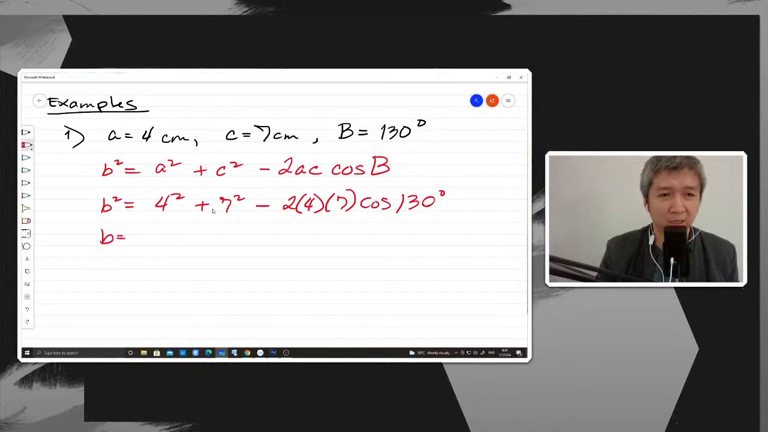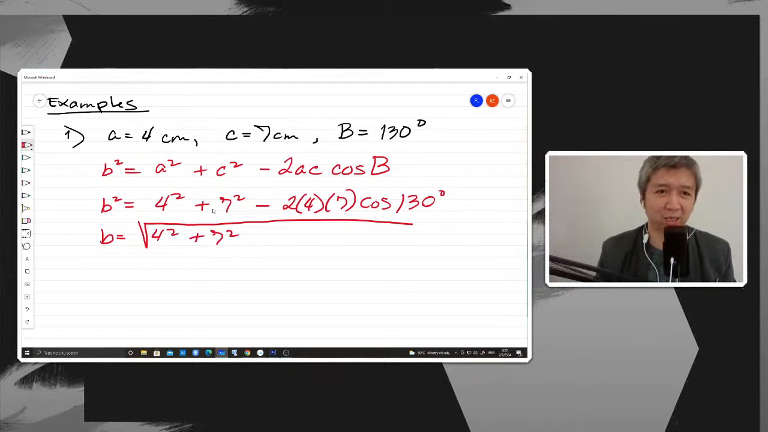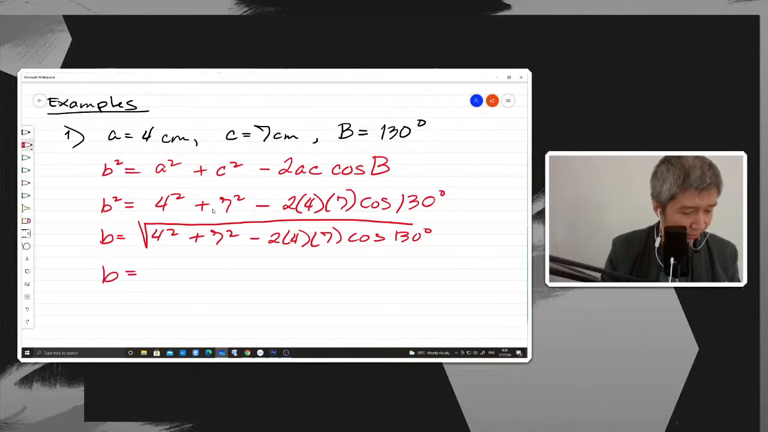So b, just like the Pythagorean theorem, is the square root of 4 squared plus 7 squared. In your calculator, you can press it directly: square root of, then type the whole formula, inserting the given, then cosine 130 degrees. Round to 2 decimal places.